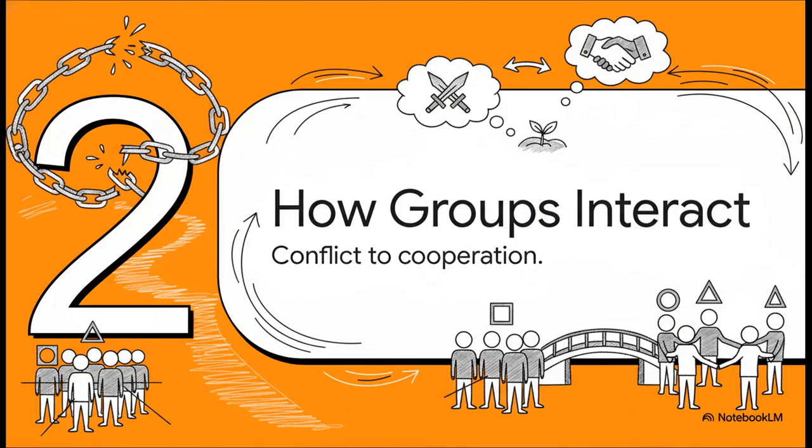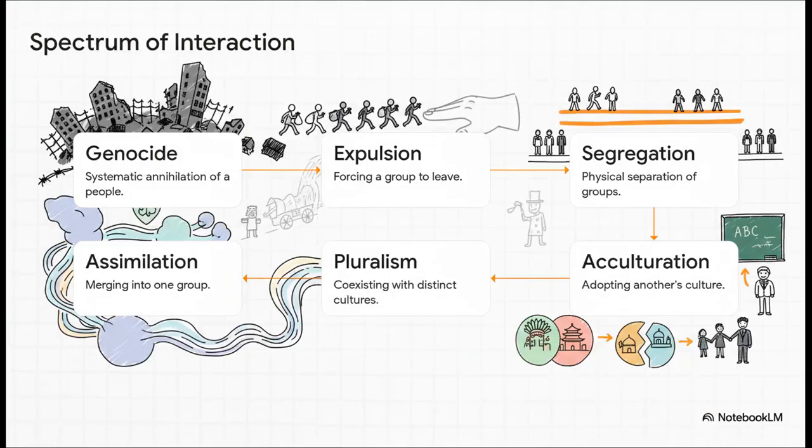So, once society goes and creates these categories, what happens next? Well, these labels aren't just words. They have very, very real consequences for how different racial and ethnic groups end up interacting with each other. Sociologists tend to see these interactions on a kind of spectrum. At the most destructive end, you have things like genocide, the systematic attempt to annihilate a group of people. Then you have expulsion, like the Indian Removal Act, and segregation, think of Jim Crow laws.